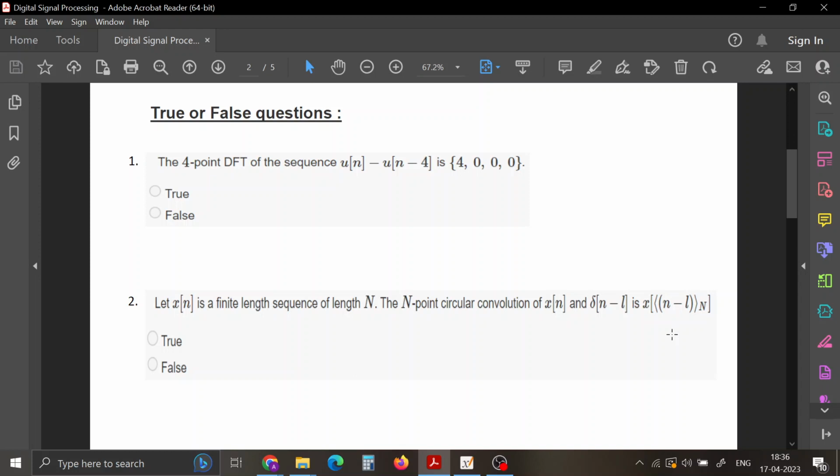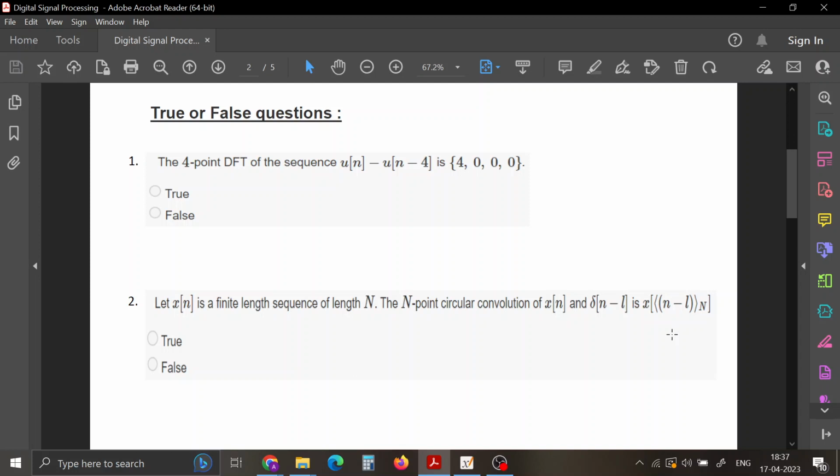Whenever you convolve any sequence with the impulse function delta of n, you get exactly the same function, right? And in this case, if you convolve x of n with delta of n minus l, you would get x of n minus l, right? This is the linear convolution.